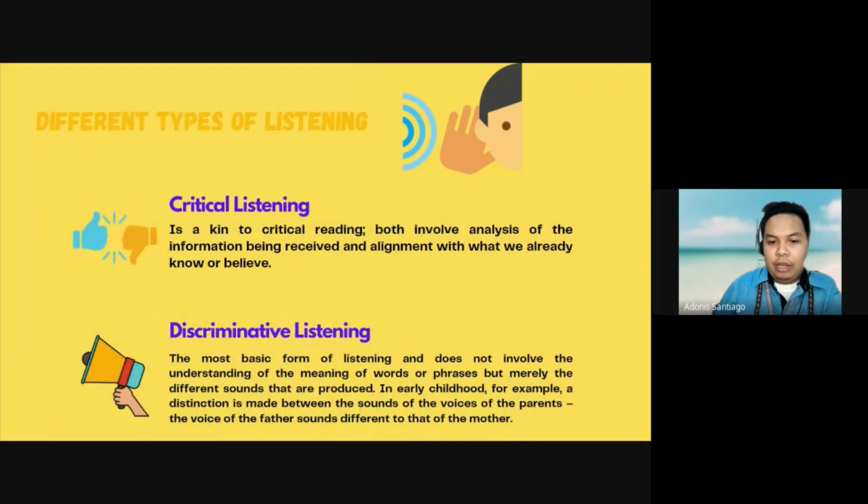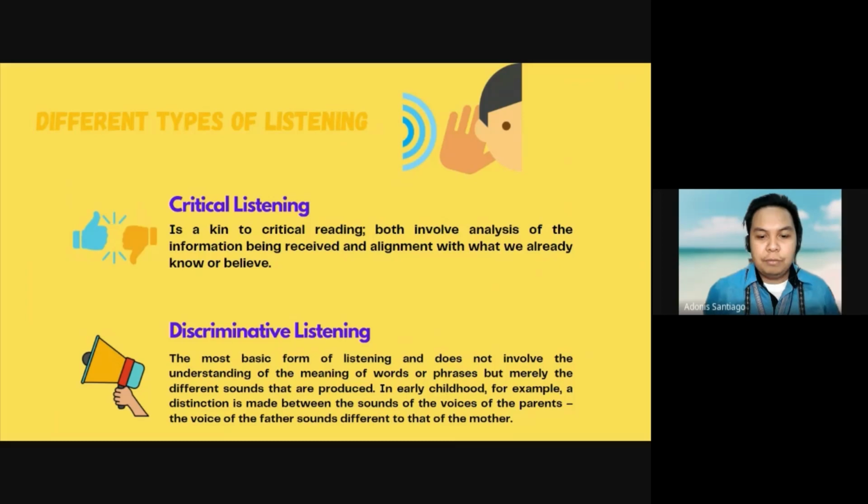We also have critical listening. It is akin to, or a sibling of, critical reading. Both involve analysis of the information being received and aligning it with what you already know or believe. This can be listening to speeches of politicians, or listening to speeches of influencers. It also involves analysis of what they're trying to say, and deep understanding of their thoughts and different contexts. Next is discriminative listening.